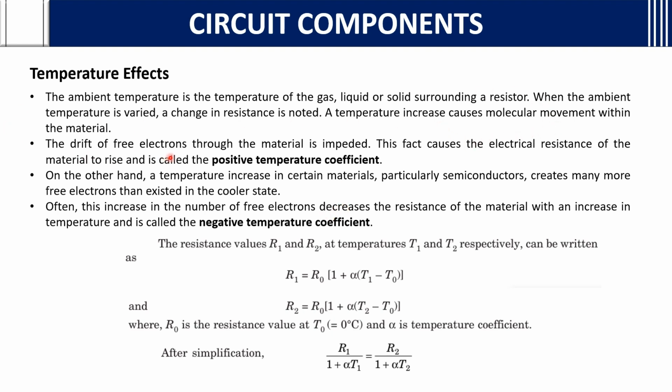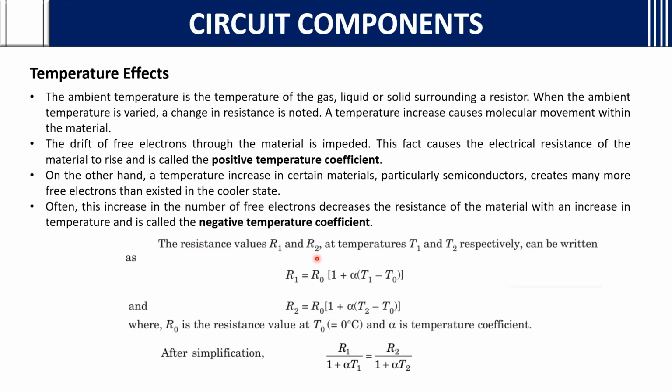The drift of free electrons through the material is impeded. This fact causes the electrical resistance of the material to rise and is called the positive temperature coefficient. On the other hand, temperature increase in certain materials, particularly semiconductors, creates many more free electrons than existed in the original state. Often this increase in the number of free electrons decreases the resistance of the material with an increase in the temperature. This is called negative temperature coefficient. These are the two temperature coefficients.